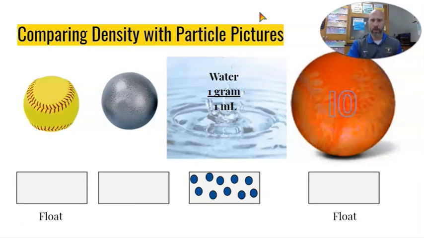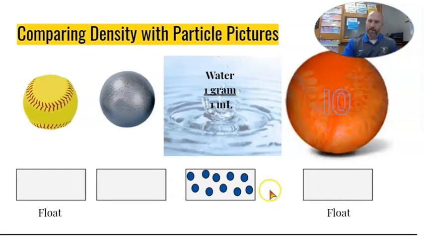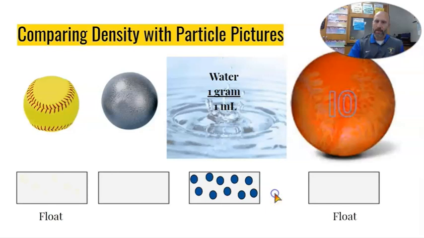So the softball and the bowling ball both floated, right? We automatically said that, all right, we're just going to look at the set volume. That hasn't changed. Are we going to have more particles or less particles? More mass or less mass? Yeah, we should have less mass.